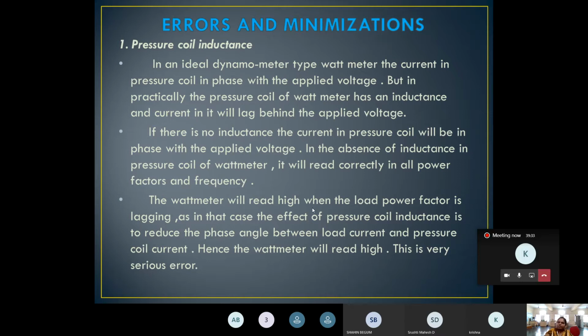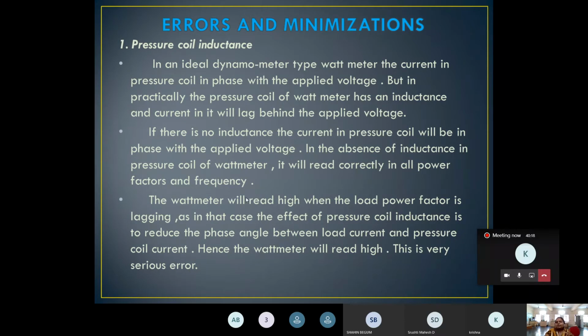Then the third point: the wattmeter will read high. When is it going to read high? When the load power factor is lagging. That is the condition. In that case, the effect of the pressure coil inductance is to reduce the phase angle between the load current and the pressure coil current. Observe, in that case, how can we reduce that? Reduce the phase angle between load current and pressure coil current. Hence, the wattmeter will read high.